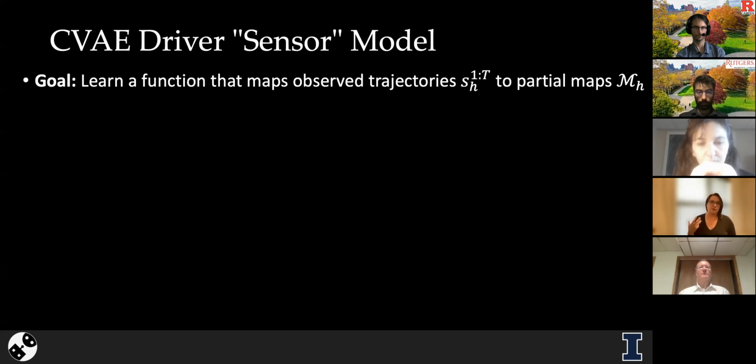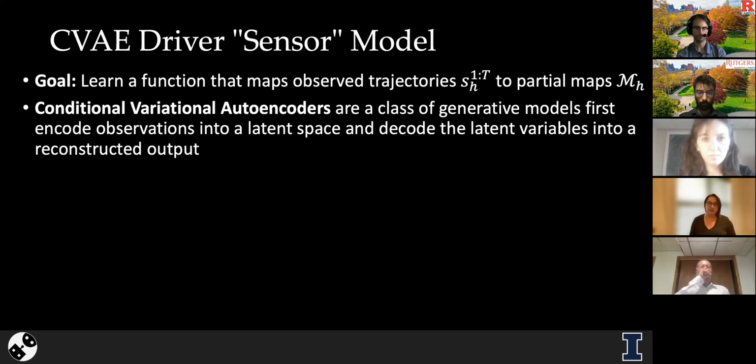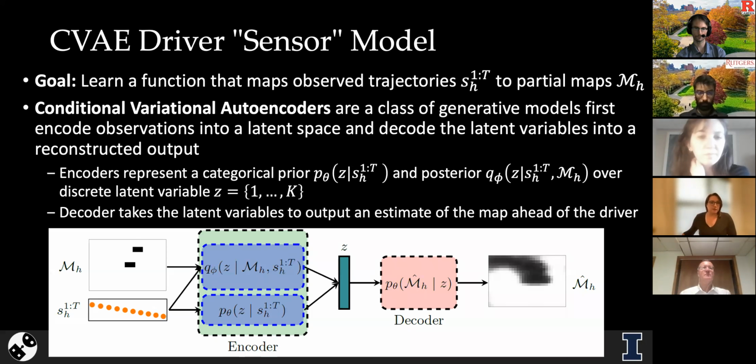So this is a conditional variational autoencoder. And the whole goal of this is that we wanted to learn this function that maps these observed trajectories to these partial maps, these partial environment representations in front of the driver. So these CVAEs are basically this class of generative models that first encode these observations into a latent space. So it takes in our input, compresses it down, and then it has a decoder that decodes this into some reconstruction of your output.